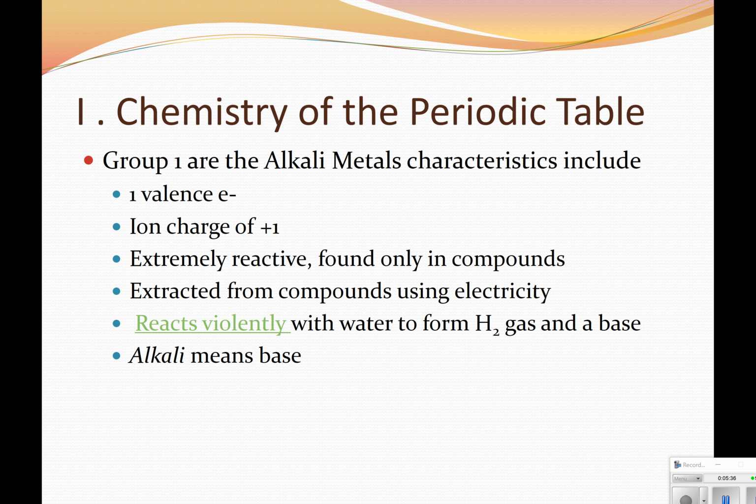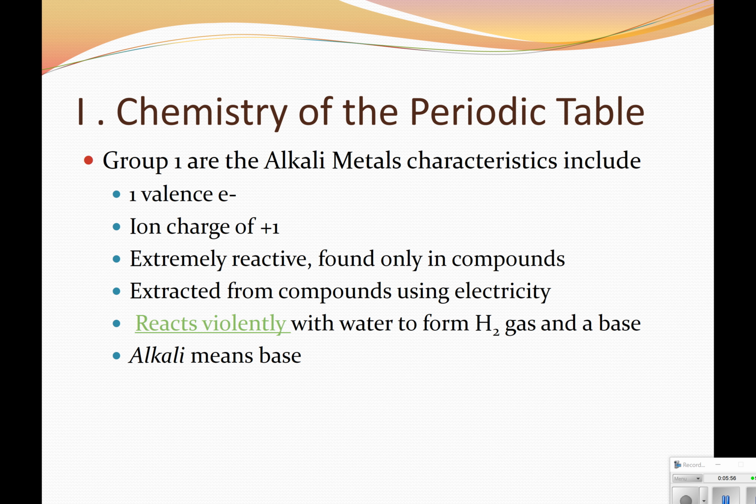Now, a characteristic of alkali metals is that they all have one valence electron. Group 1, one valence electron. So their ion charge is going to be +1 for each of those elements. They are extremely reactive, and because of that, they're never found by themselves. They're found only in compounds combined with some other element.